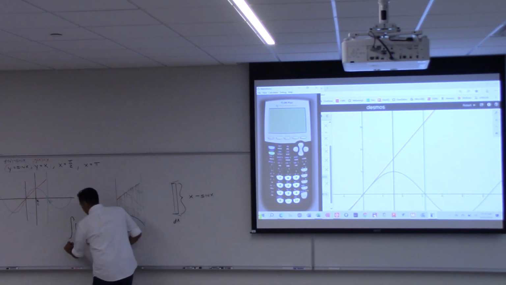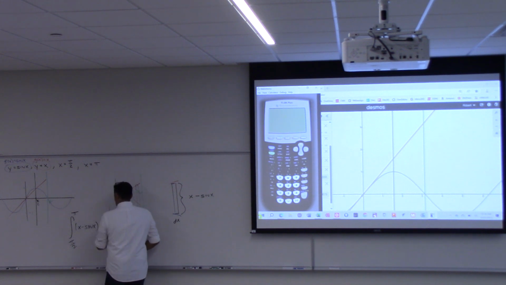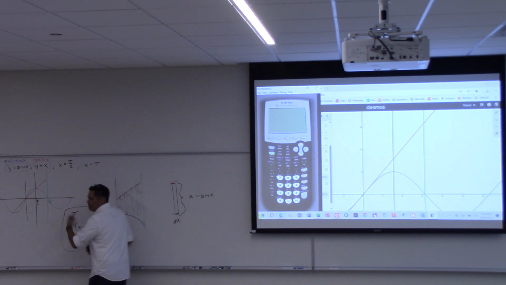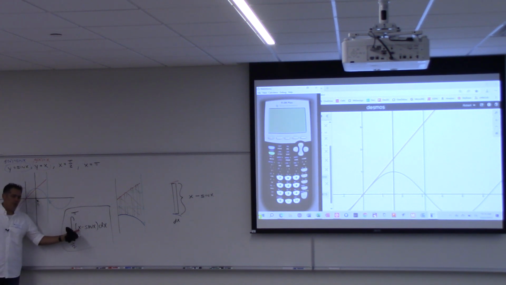We actually don't even have to solve for these. Pi over 2 to pi. Okay, done. We're not going to do that problem. We could do that, right? Antiderivative of this, 1/2 x squared. Antiderivative of sine, well, negative cosine, and so on. All right, so we could do that. Plug in pi over 2, get an answer.